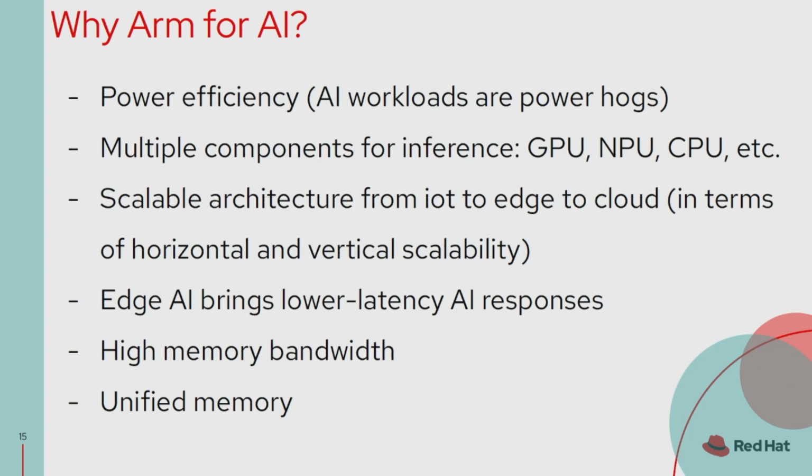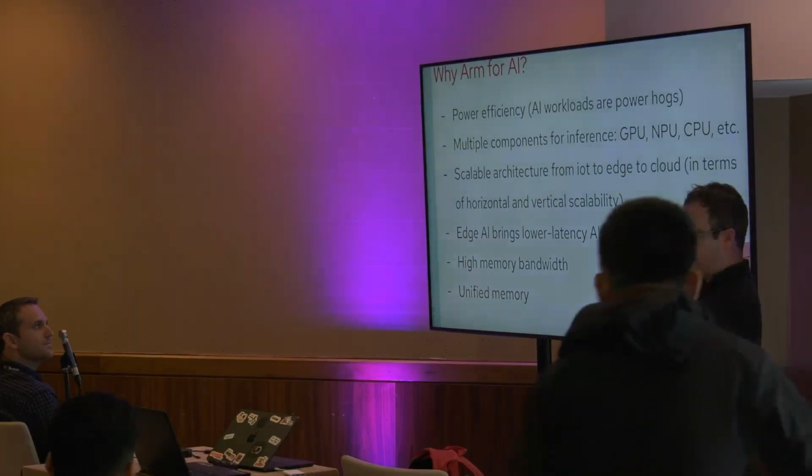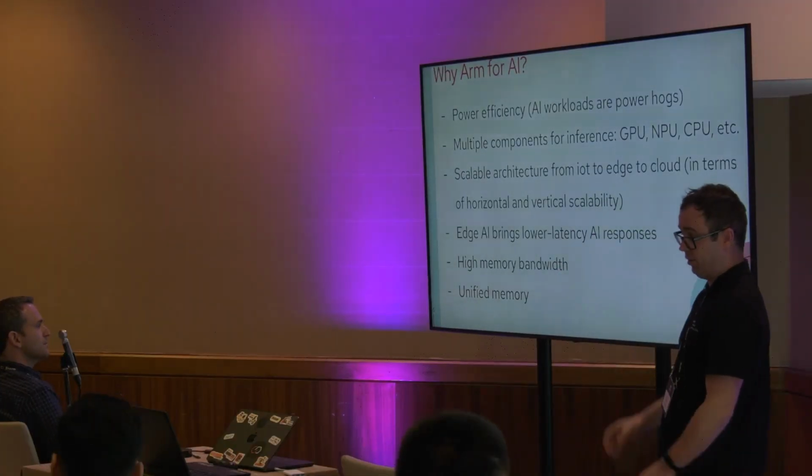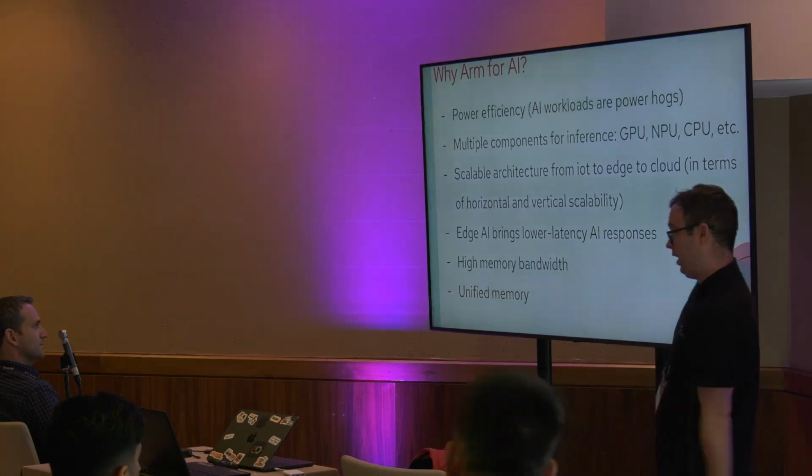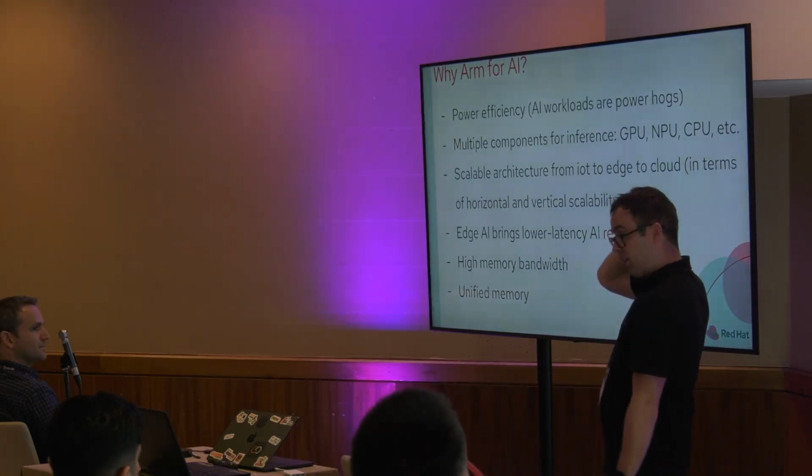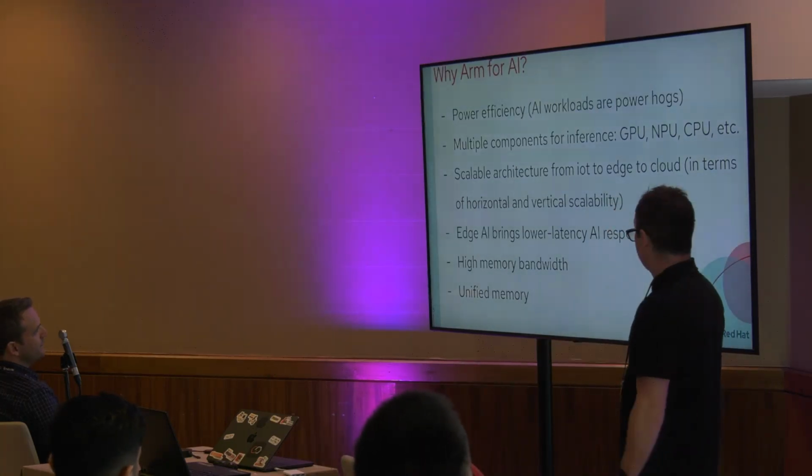The other thing, and I think this is going to be big, is that edge AI brings lower latency AI responses. There's a lot of talk about building up these huge data centers with like 1 million NVIDIA GPUs, and yeah, that will give you great throughput. But I think we're going to get to the point where people want to lower the latencies between requests and responses on their AI workloads. I think edge AI is going to be quite big, and I think ARM has a big place to play in the edge AI space.